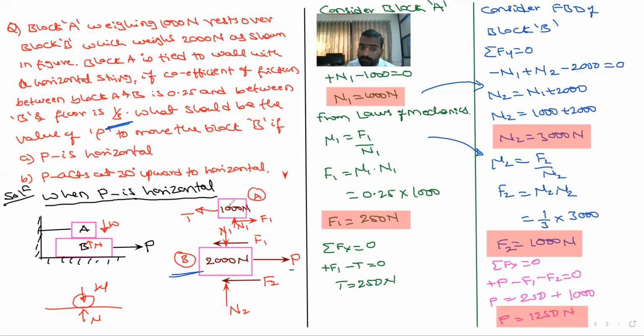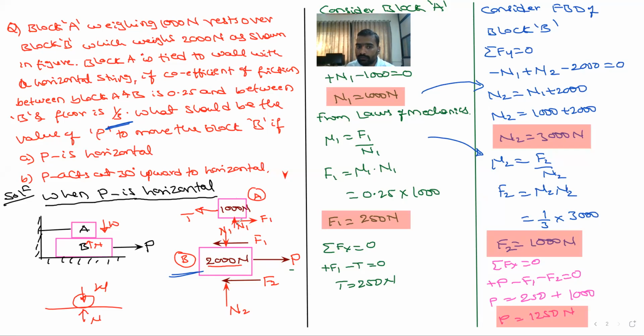N1 is due to the weight of A. See, in this equation, we have not considered the weight of block A. Correct, because we have considered only the weight of block B, because we have already taken N1. N1 is with respect to the weight of block A. N1 we have found out with respect to weight.